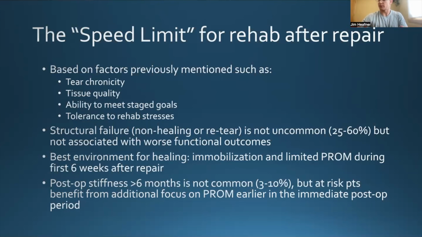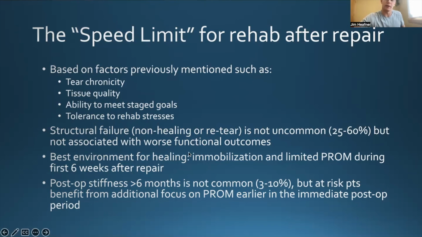When you're wondering if you should do an accelerated approach or a slower approach, the factors that you should consider are what we talked about prior: the chronicity of the tear, the tissue quality of the patient, which will be determined by their lifestyle and their age, the ability to meet different staged goals. So if they are more committed to their rehab or if other things are allowing for that rehab to be successful, and then their tolerance to rehab stresses. So if they have a good baseline level of strength, that might put them at a higher tolerance to be successful with rehab.